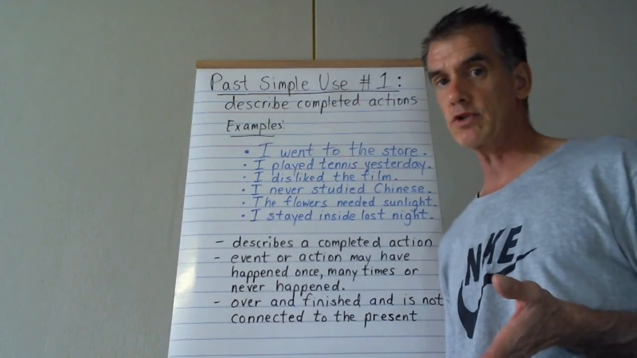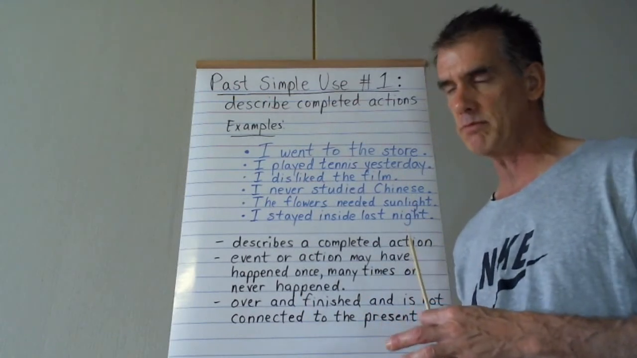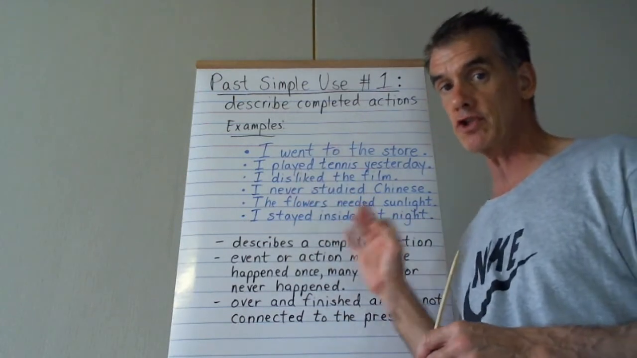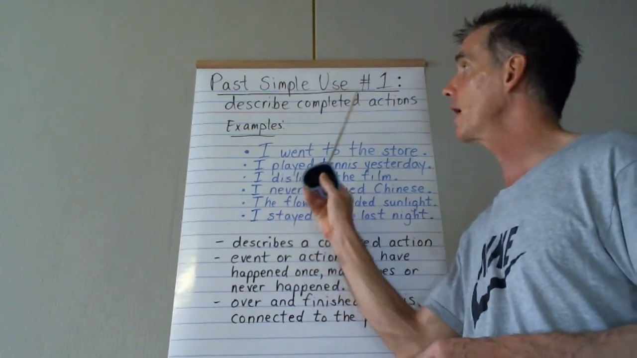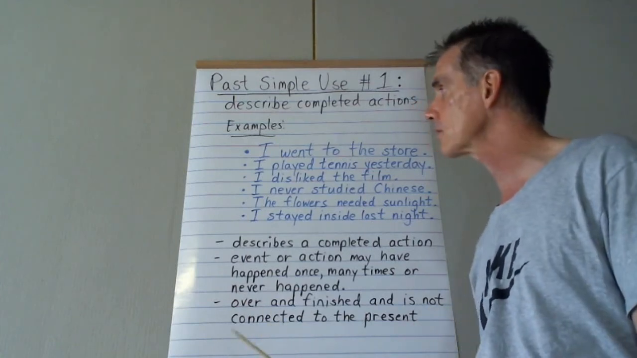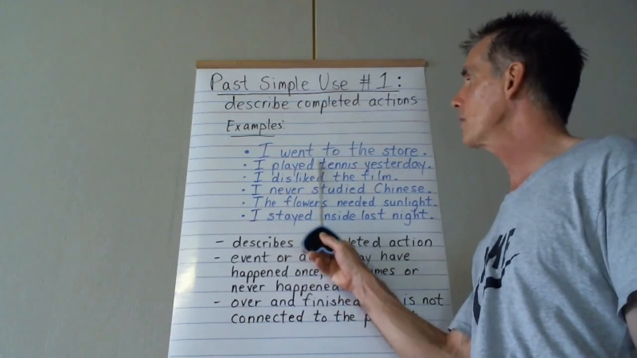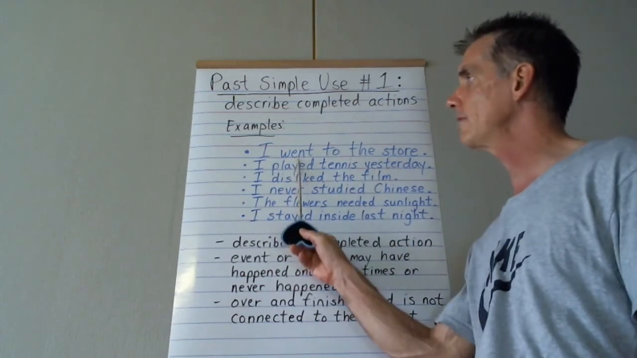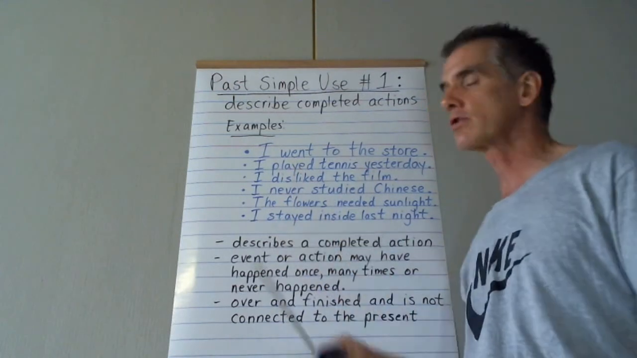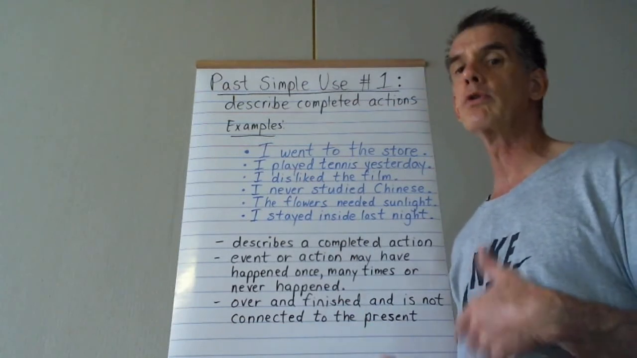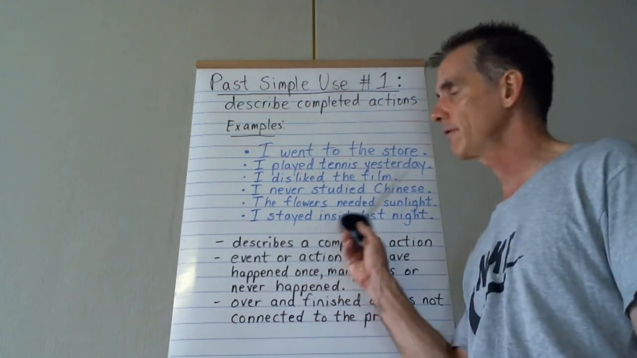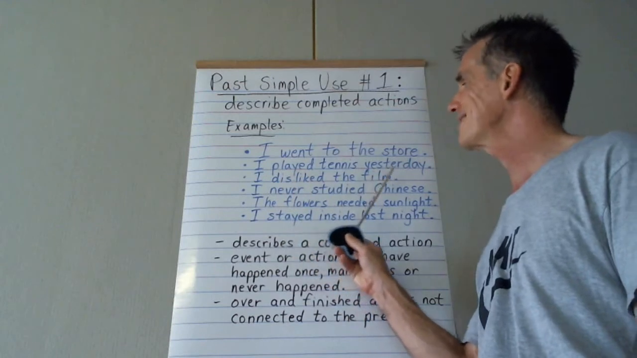So the past tense is used to describe actions that have been completed already. Again, this is the first use of the past simple tense. Describe a completed action, something that was completed in the past, and it could be indeterminate when in the past, okay? Here are some examples. I went to the store, okay? So obviously, went is the verb, the past of go. So I went to the store. It's unspecified when you went to the store. You can add more information if you want to clarify when exactly you went to the store if you make a longer sentence. I played tennis yesterday.